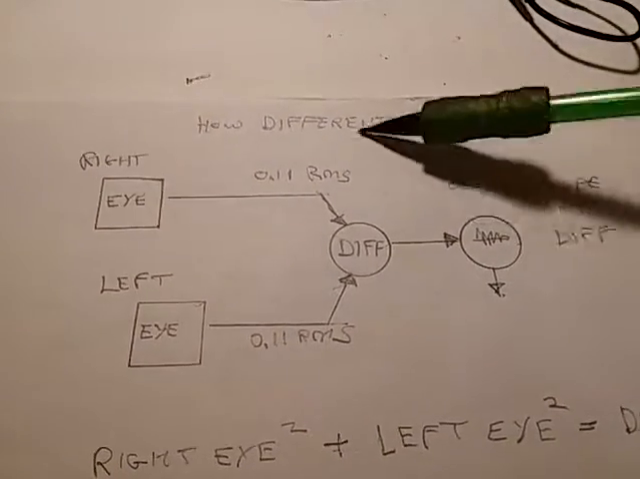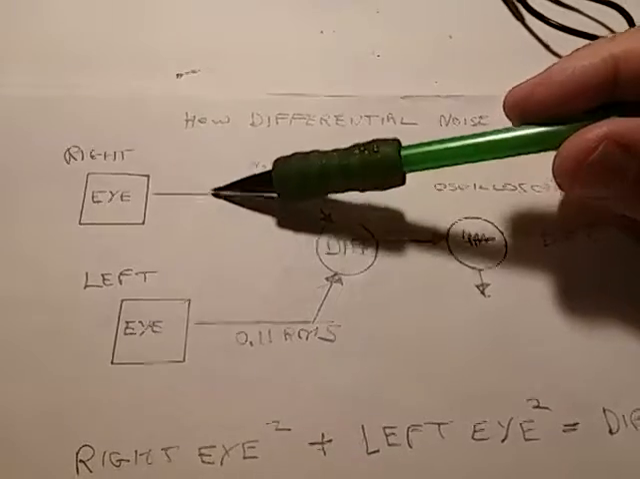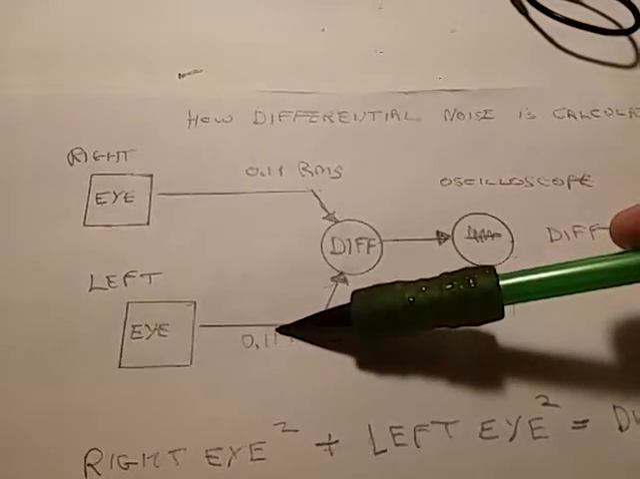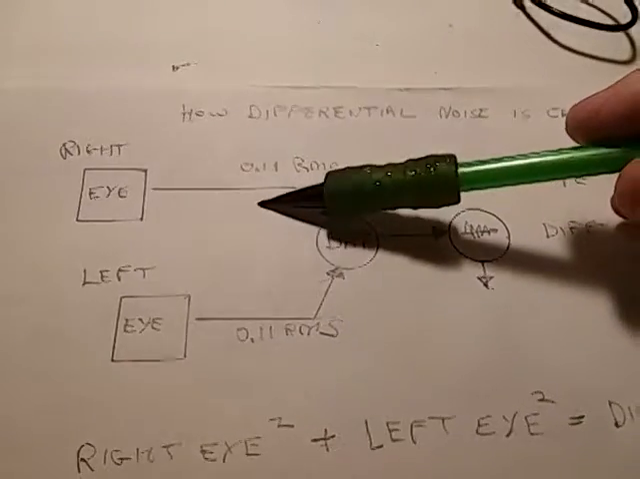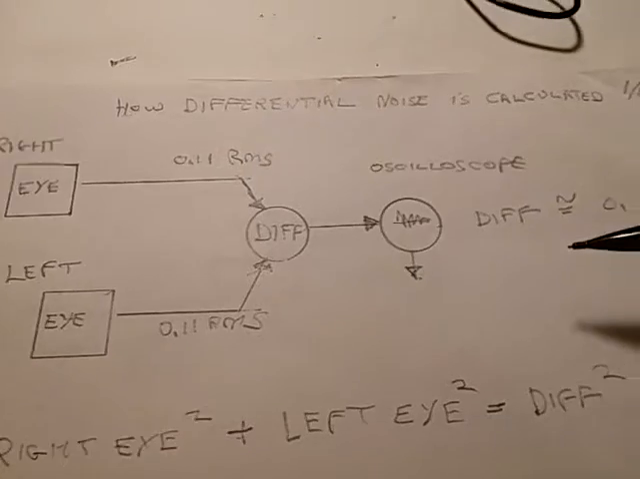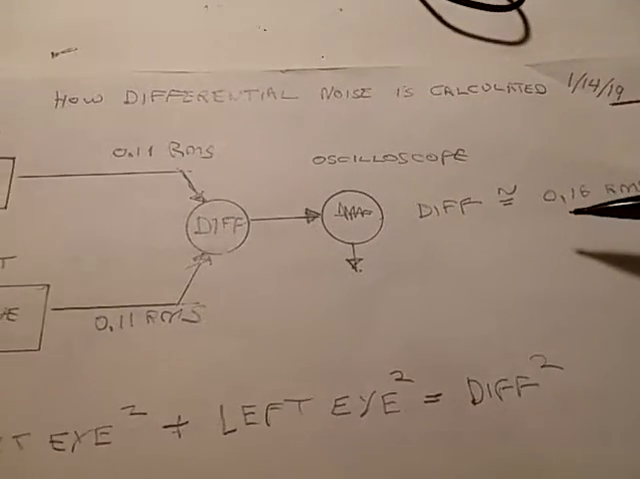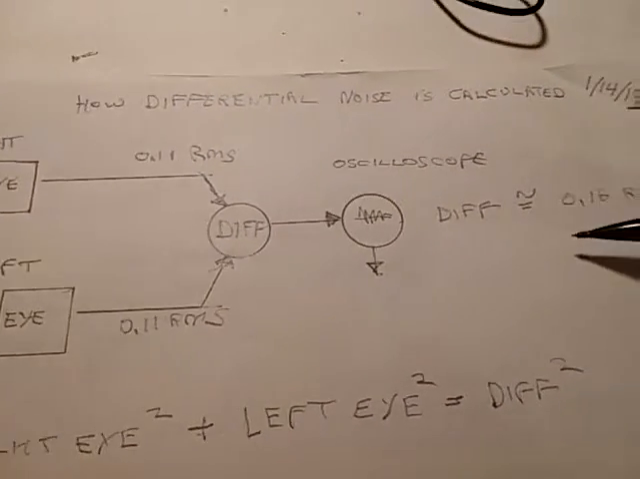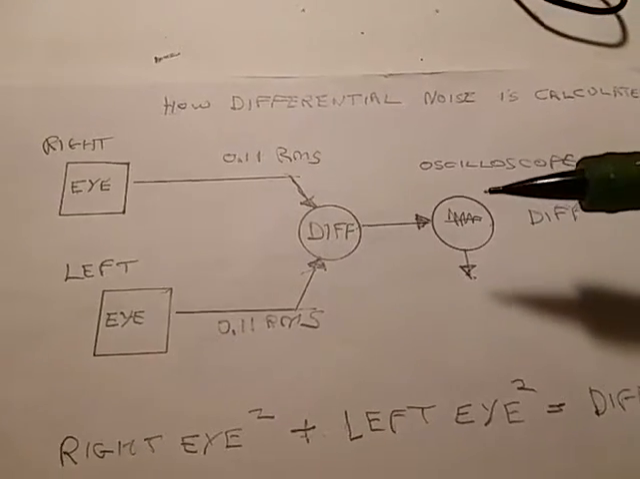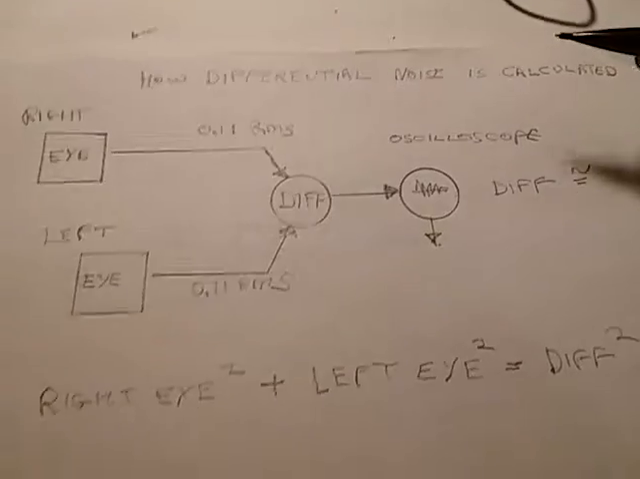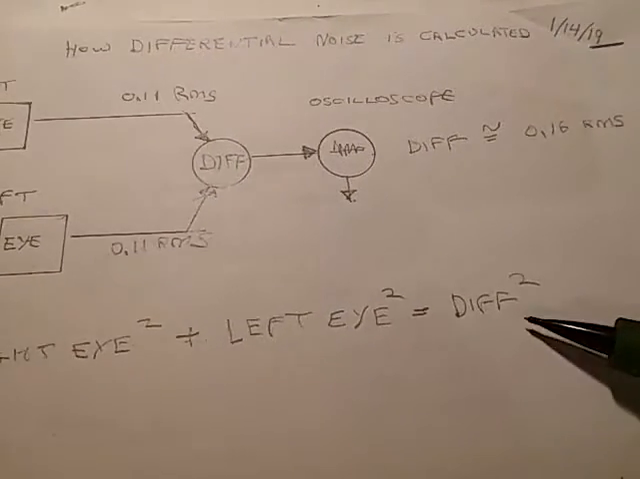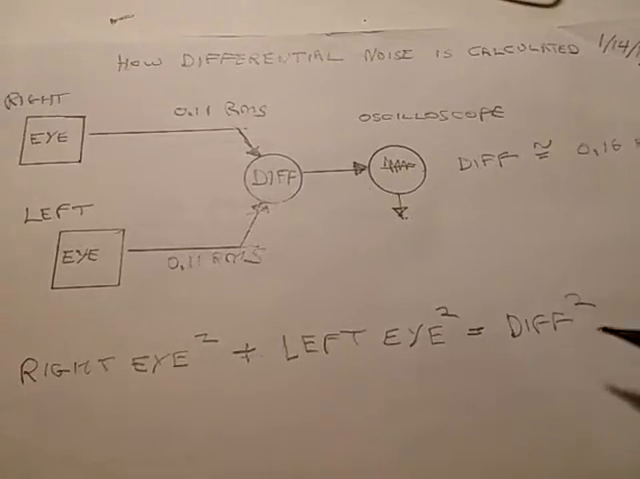Here's the basic concept. The right eye has a certain amount of noise. The left eye has a certain amount of noise. In this case, I had 0.11. What I showed was 0.14. The combination of the two then is a summation. In this case, 0.16. There is variation there. The calculation is right eye plus left eye equals the differential, all squared.